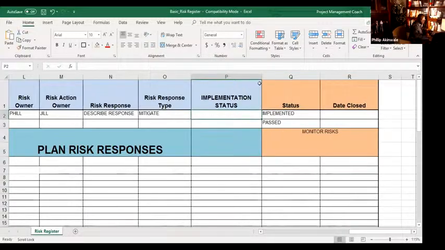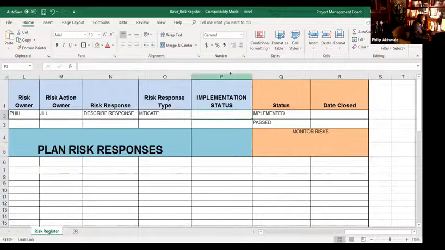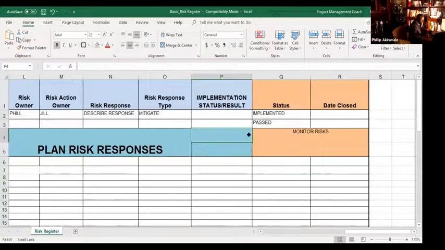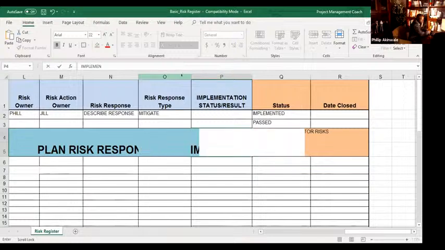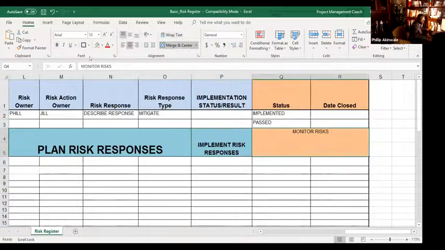Now, this is not in the PMBOK guide, but this is how you would do it in the real world. In the real world, you want to keep track of what you're implementing, when it was implemented, what the result was, or what have you. So you could call this implement. Just like that. And then monitor risks over there.